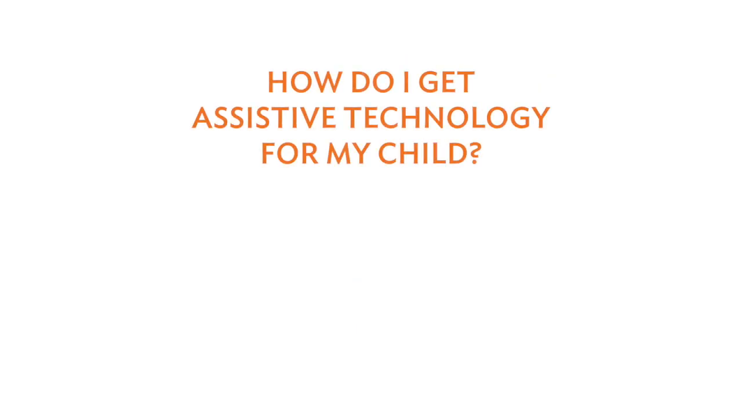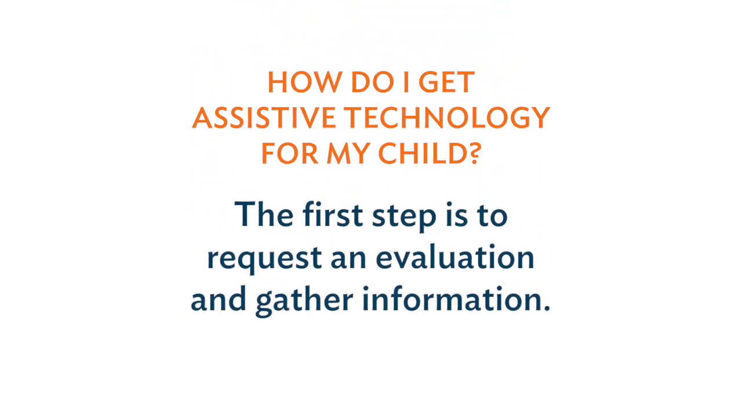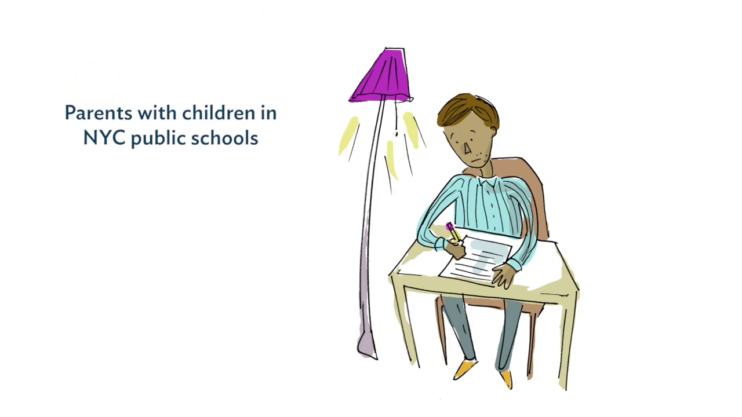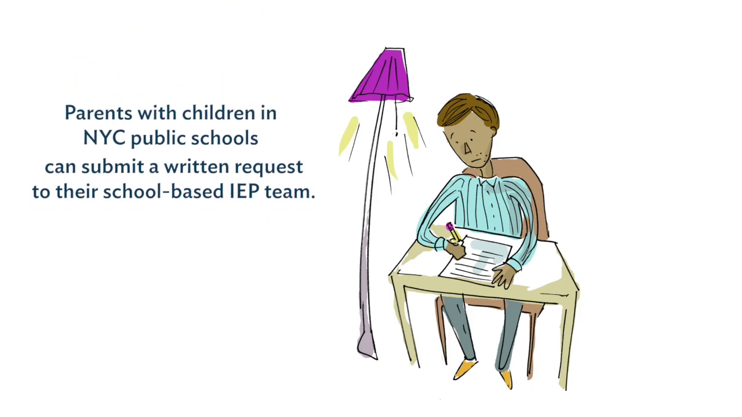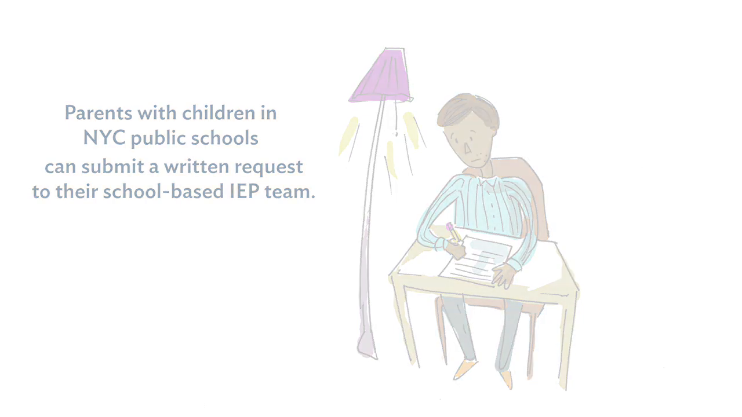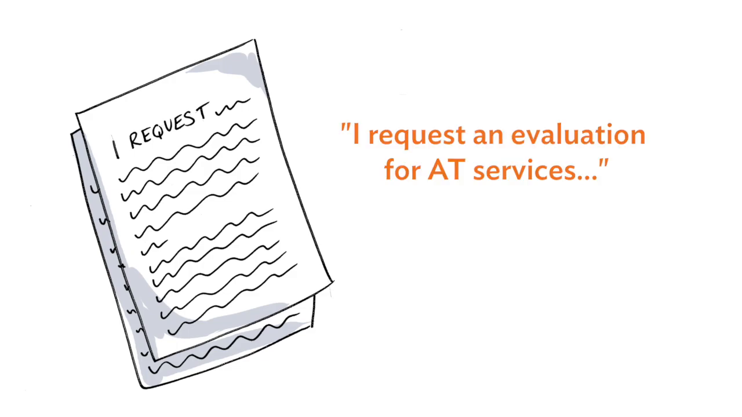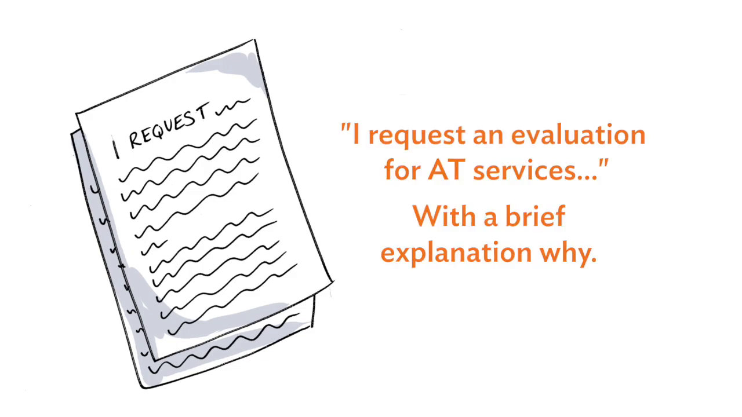If you think your child may benefit from AT or AAC, the first step is to request an evaluation and gather information. To request an AT evaluation, parents with children in New York City public schools can submit a written request to their school-based IEP team as they would for any special education request. Parents of preschool children should submit their written requests to their Regional Committee on Preschool Special Education, or CPSE. The letter should be clear and specific. Write, "I request an evaluation for AT services," with a brief explanation why.